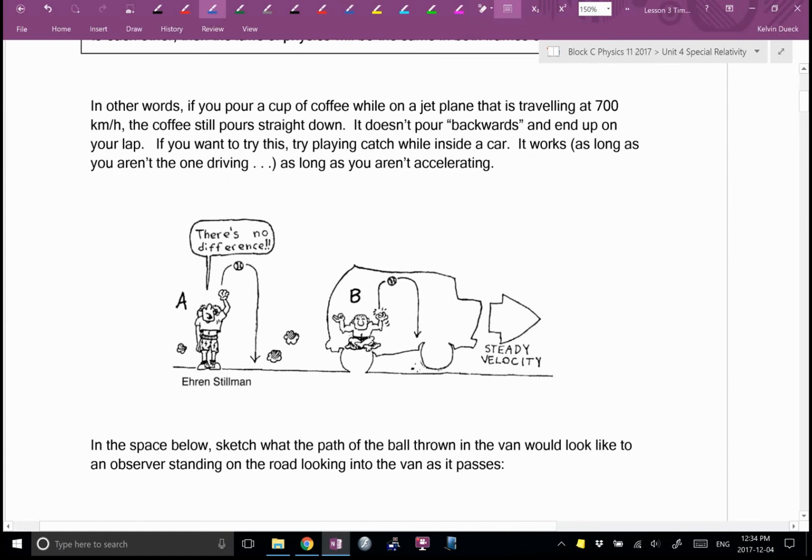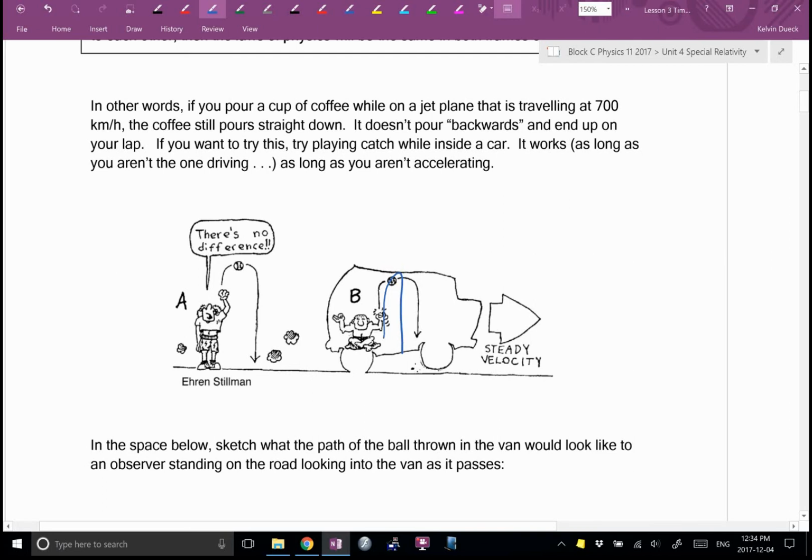So, in the space below, sketch the path of the ball and what it would look like if it was thrown in the van to an observer who was looking through the glass wall of the van. So the van is driving by, and the person in the van throws it straight up and straight down.